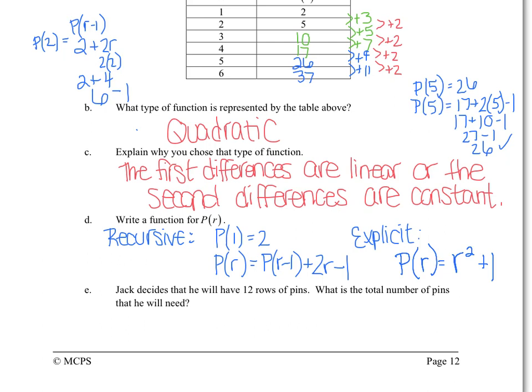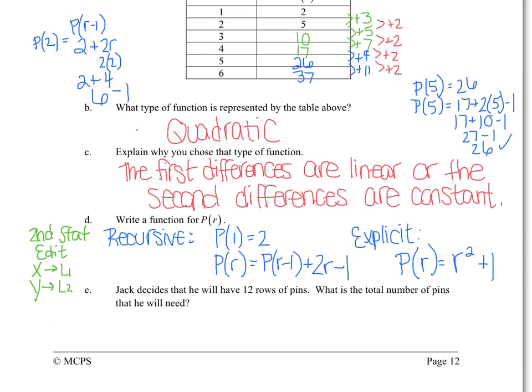Now, if you can't figure that out from the table, you can always use your calculator. So you'll go to second, stat, and then you're going to edit. And your x's are going to go into list 1. Your y's are going to go into list 2.